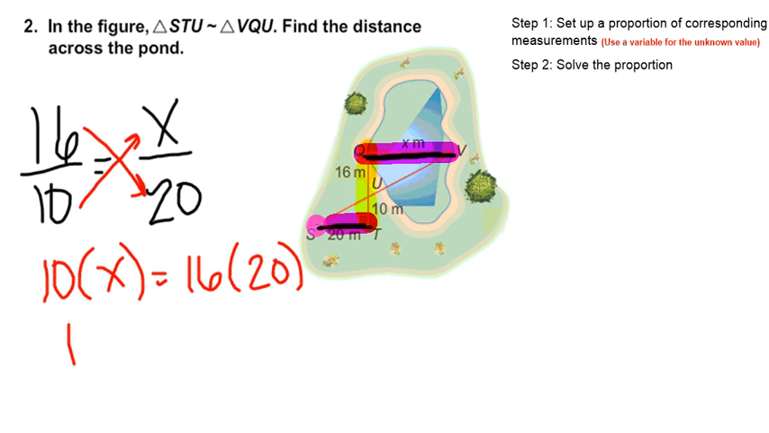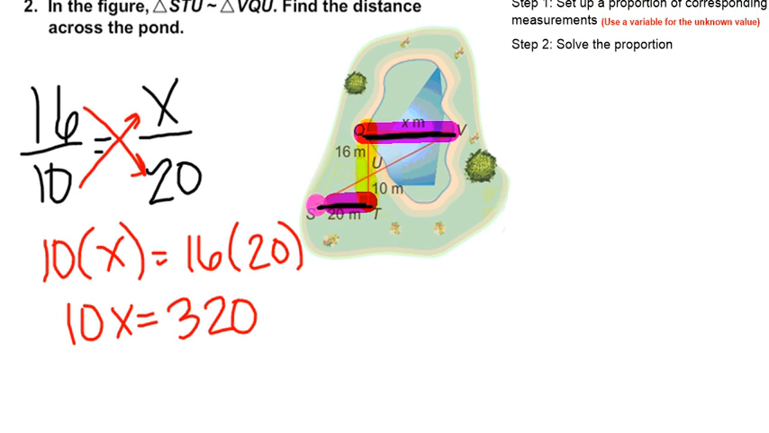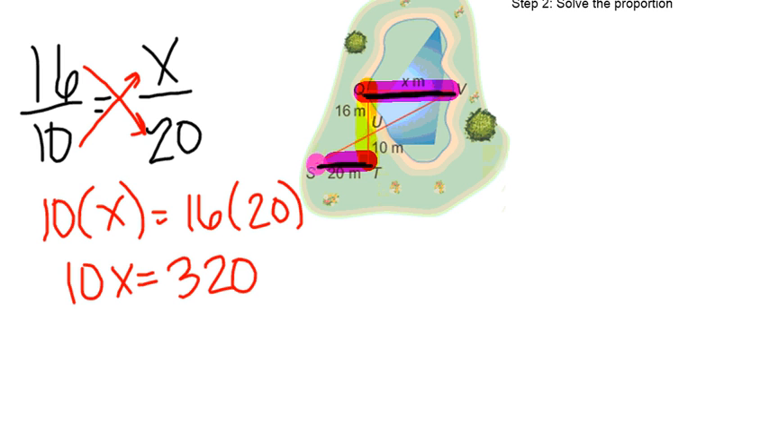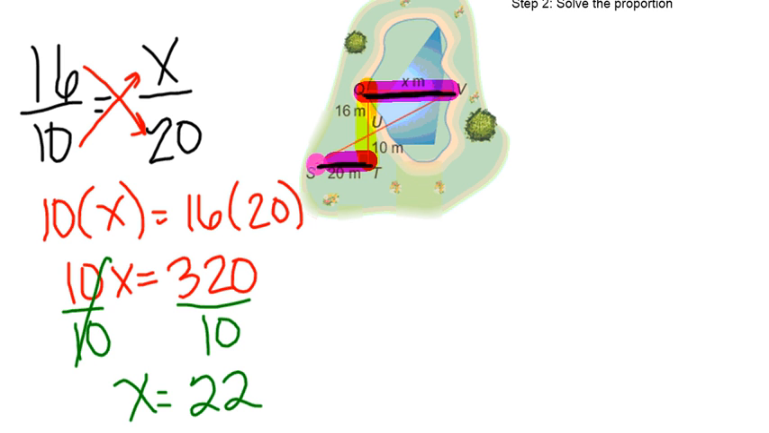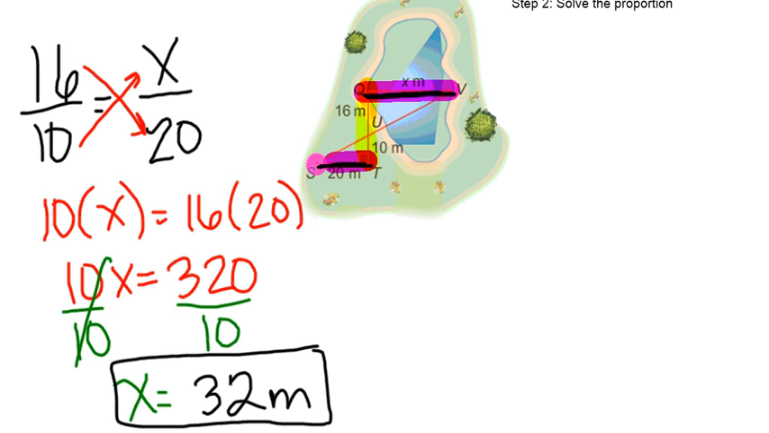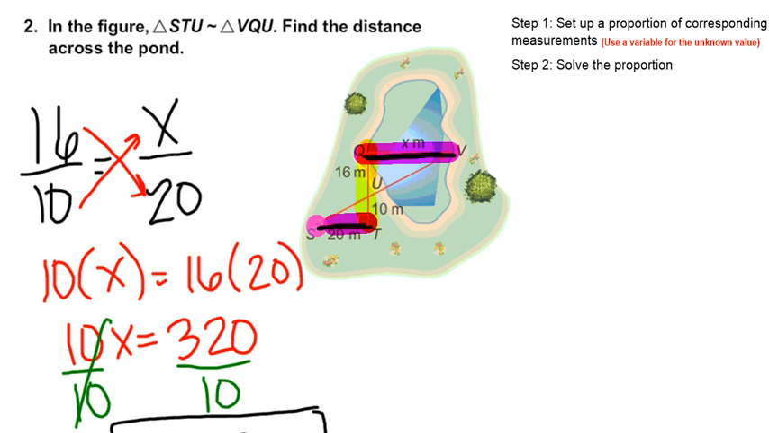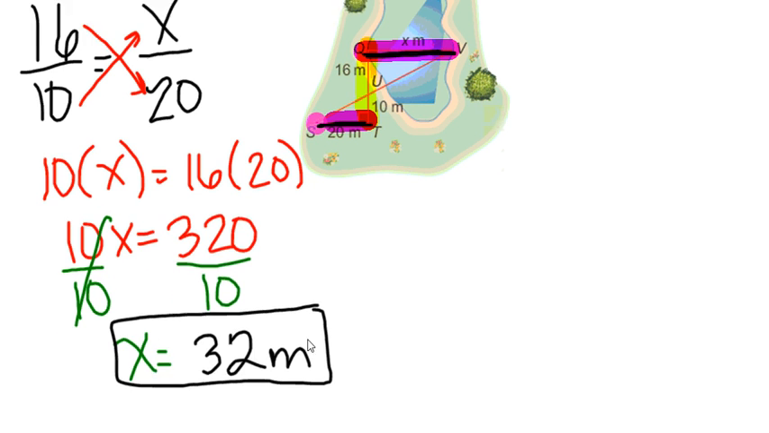So we have 10x equaling 320. Now our variable x is being multiplied by 10, so we're going to divide by 10 on both sides of the equation. And x is going to equal 32 meters. Okay, so we basically did the same thing as before. We just identified our corresponding parts, and then we set up a proportion and solved.